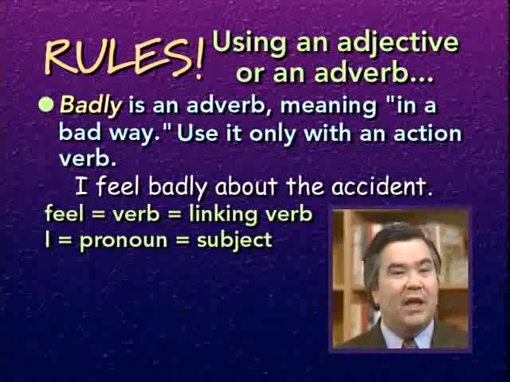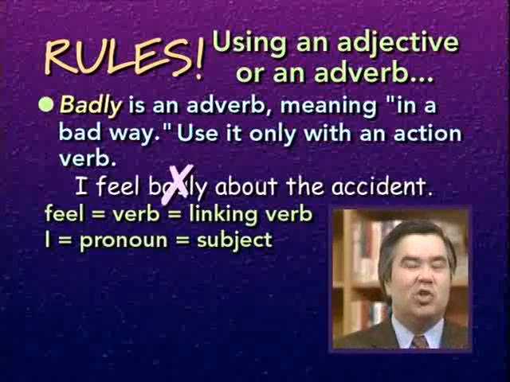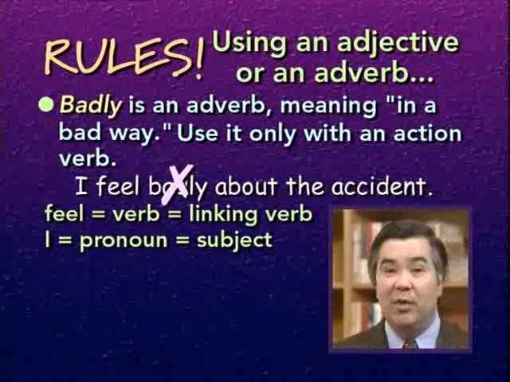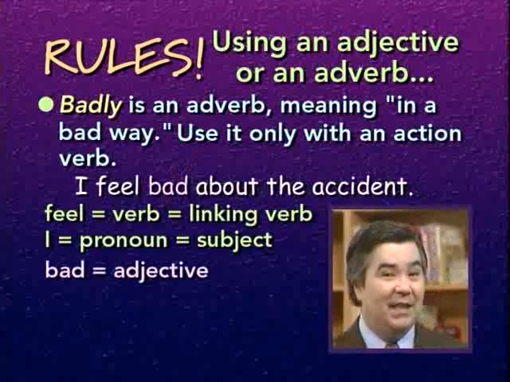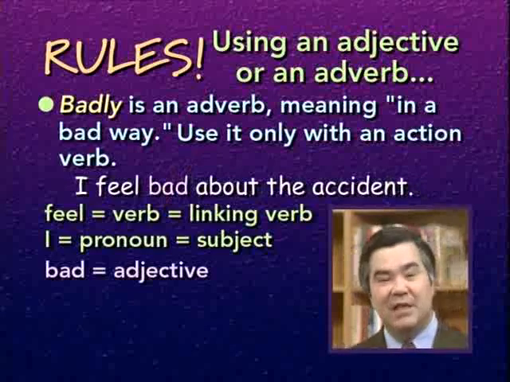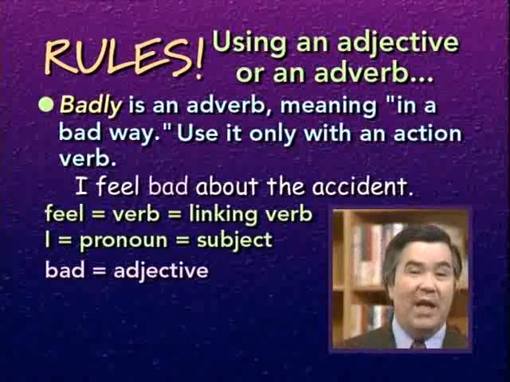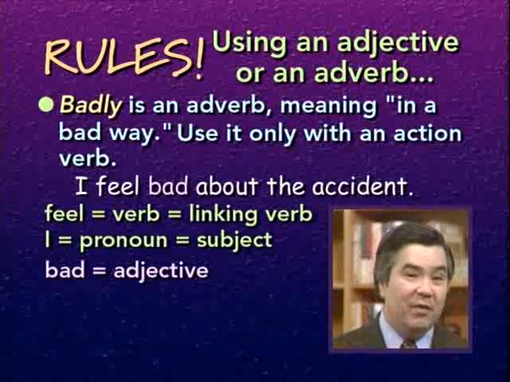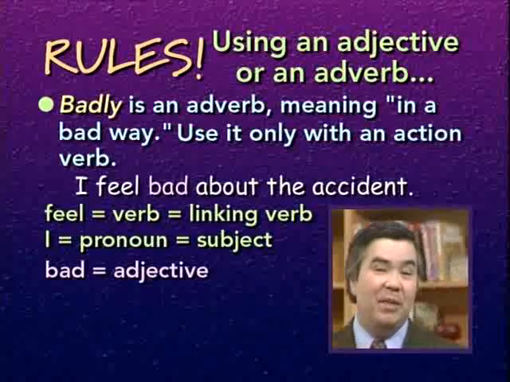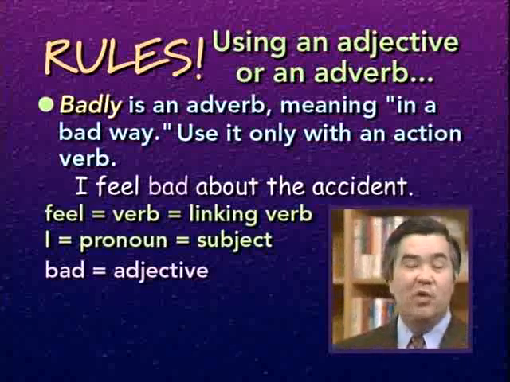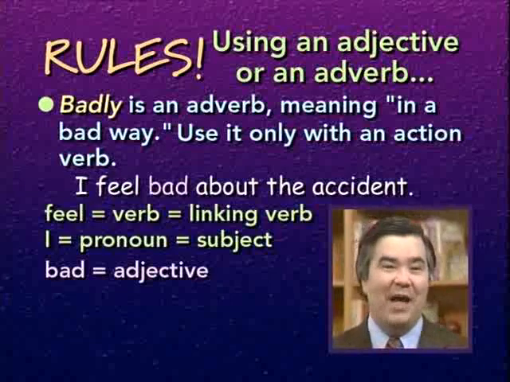So the word that follows feel should really be an adjective describing how I am, because it's describing my state of being, not something I'm doing. So the correct wording of this sentence should be, I feel bad about the accident. Bad in this case is being used as sort of a synonym for unhappy, sad, or depressed. So when you're using a linking verb, it should be followed by the adjective bad, not by the adverb badly. It's a mistake that people often make in English, but it's something that you can avoid if you simply remember that a linking verb should be followed by an adjective, not by an adverb.